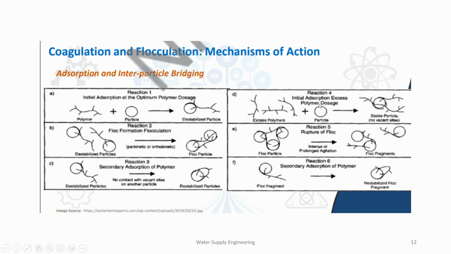But if the polymer dosage is in excess, then these excess polymers will combine with the particle to form a stable particle. And many of them may join together to form floc fragments. Here also these floc fragments sometimes undergo secondary adsorption to form restabilized floc fragments.